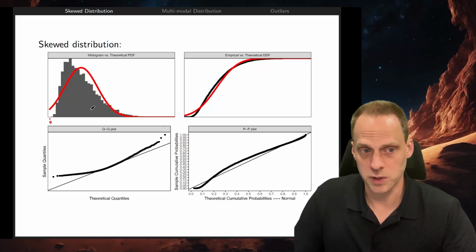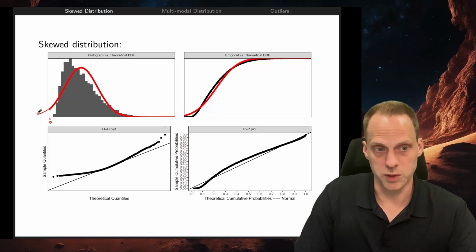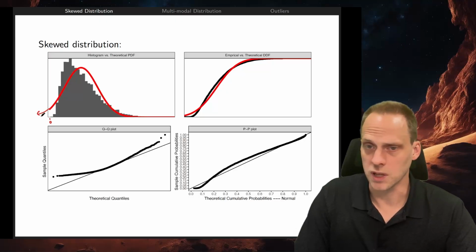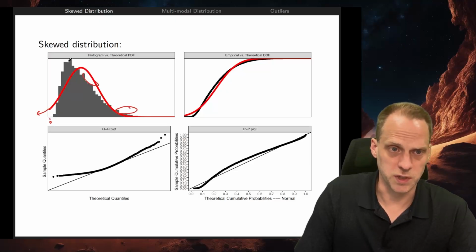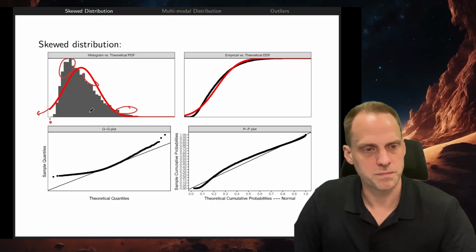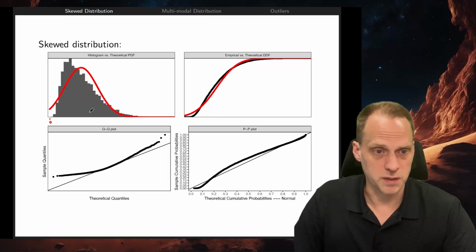That's not normally distributed. Especially the normal distribution would imply there's stuff happening here, even though there's not stuff happening there. And here there's also misfit, and here there's misfit as well. So we see it already here.